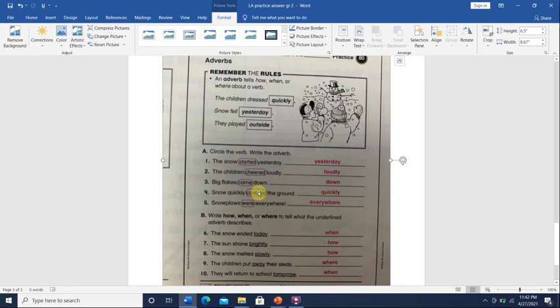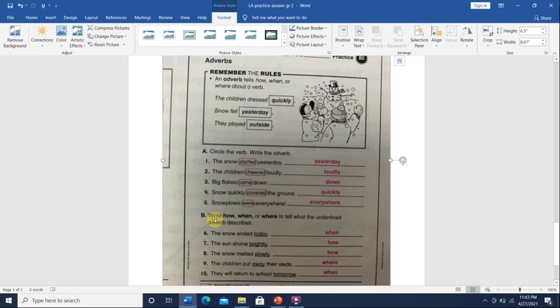Big flakes came down. Came is the verb. Came means the past of come. And down is where the flakes came down. So down is the adverb. Snowflakes covered the ground quickly. So covered is the verb, and quickly is the adverb because it shows you how the snow covered the ground. Snow plows were everywhere. Were is the verb. It's a linking verb. There's no action here, but this is a linking verb, and everywhere is the adverb because it shows you where the snow plows were.